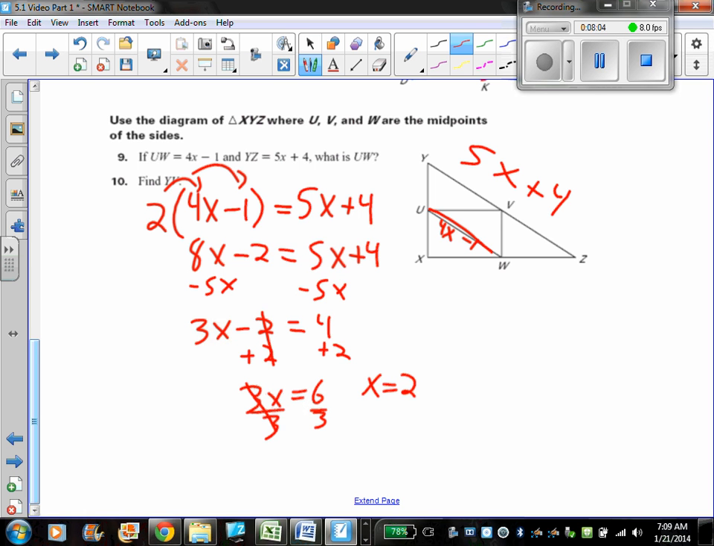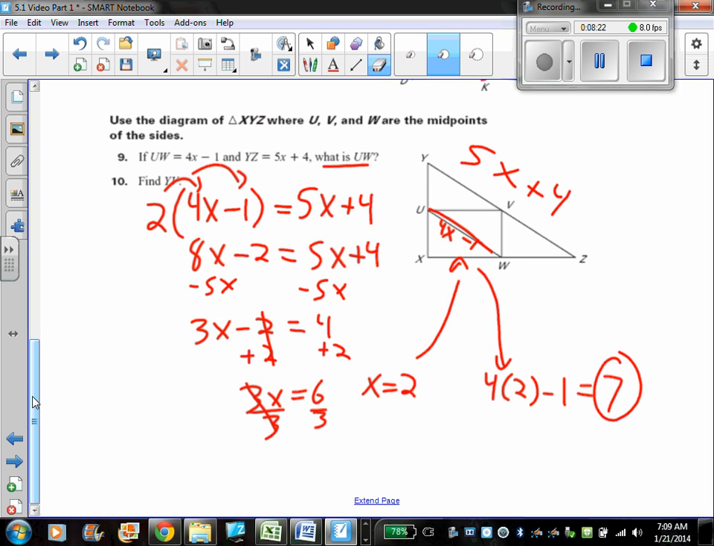The question didn't ask for x, it asked for what UW is. So we plug 2 in to UW, which gives us 4 times 2 minus 1, which is 7. And that's the length of UW.